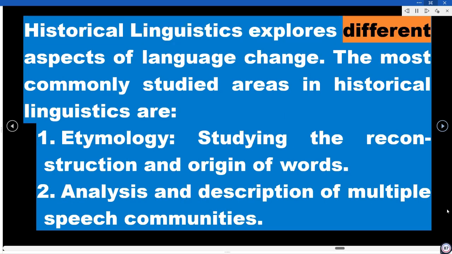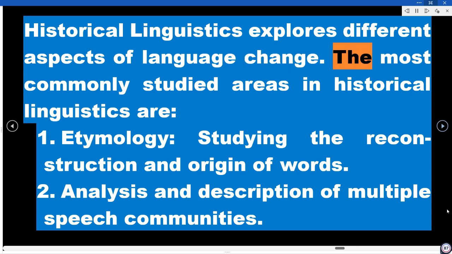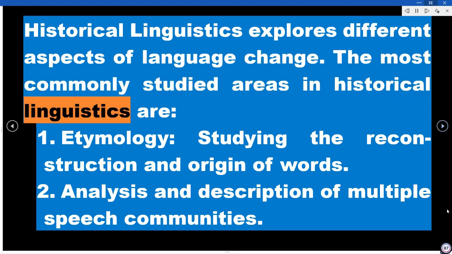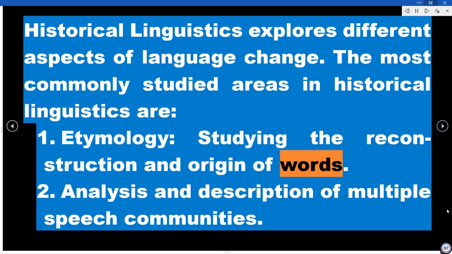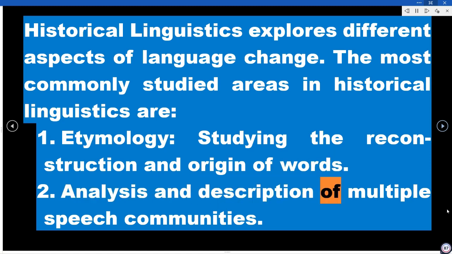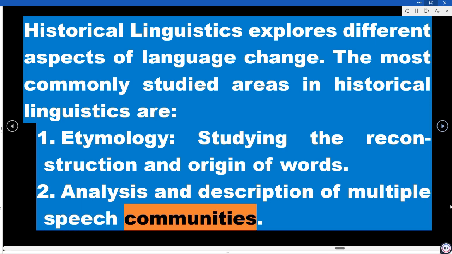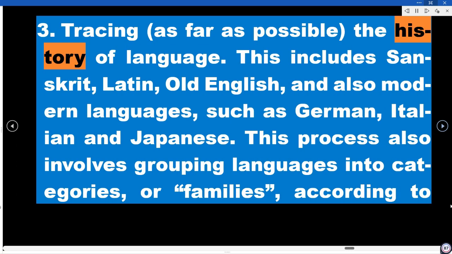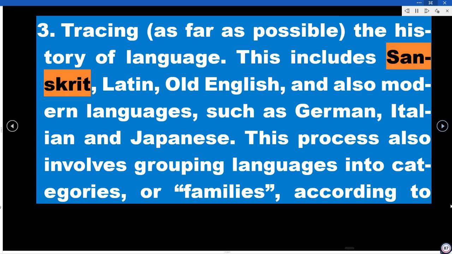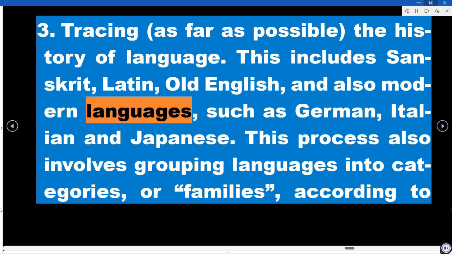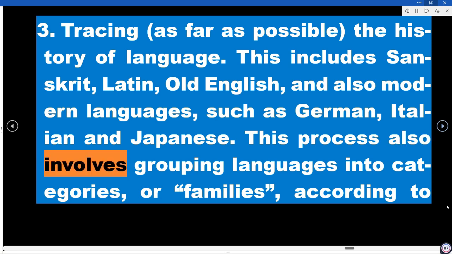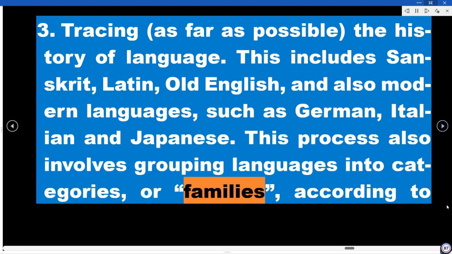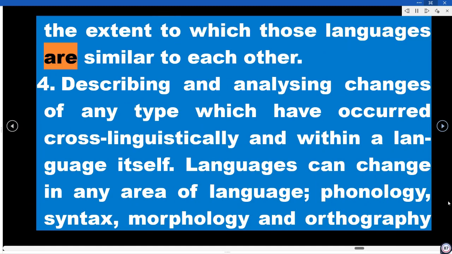What does historical linguistics study? Historical linguistics explores different aspects of language change. The most commonly studied areas in historical linguistics are etymology, studying the reconstruction and origin of words; analysis and description of multiple speech communities; and tracing, as far as possible, the history of language. This includes Sanskrit, Latin, Old English, and also modern languages, such as German, Italian, and Japanese. This process also involves grouping languages into categories, or families, according to the extent to which those languages are similar to each other.